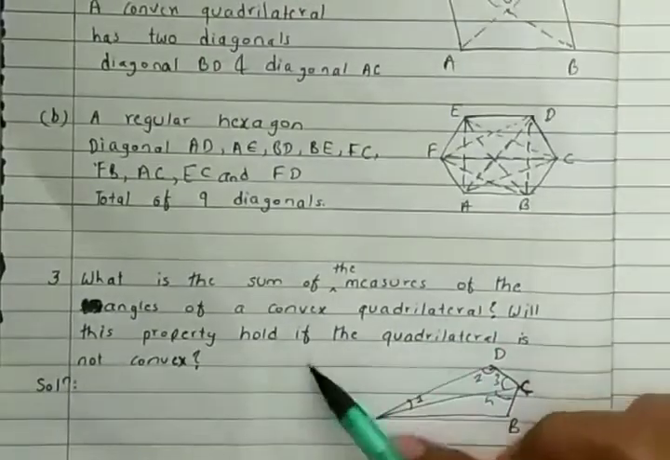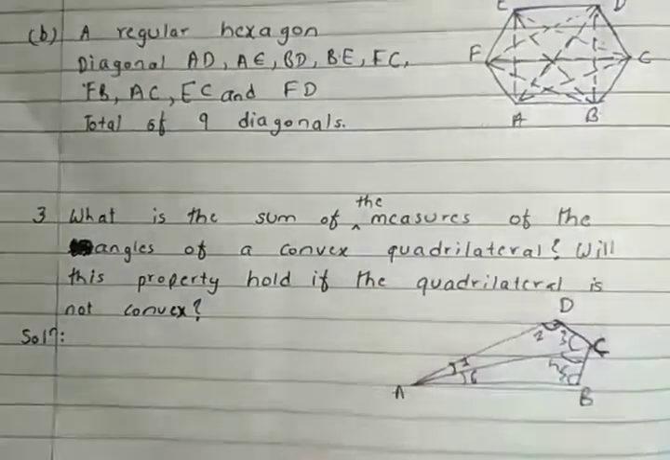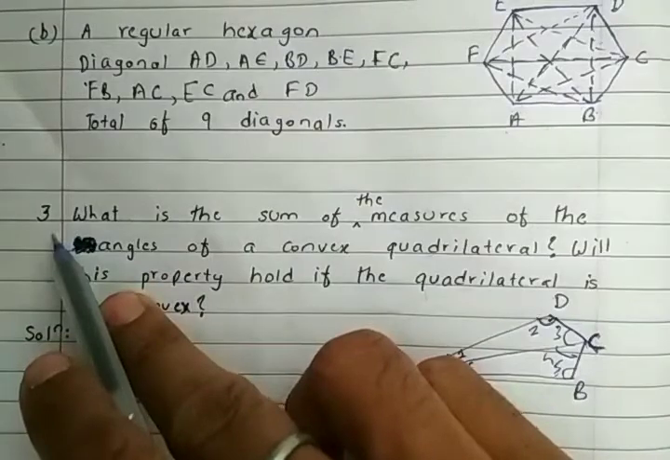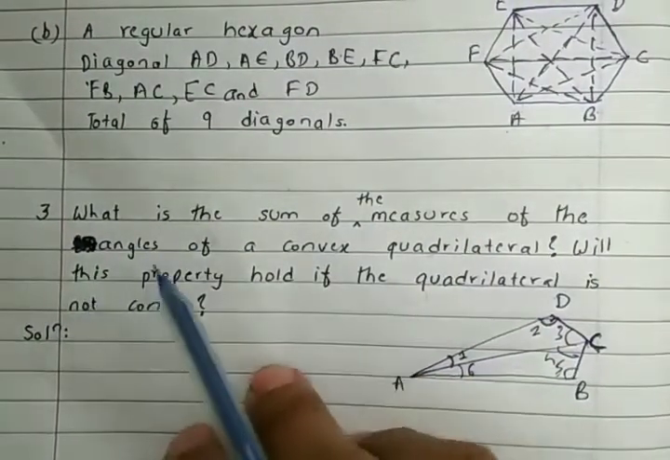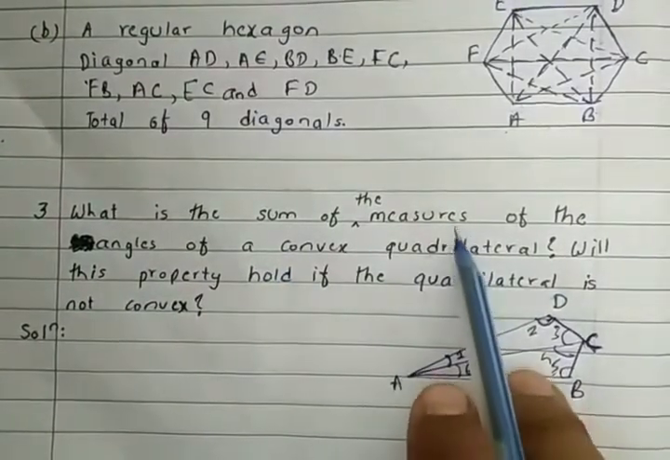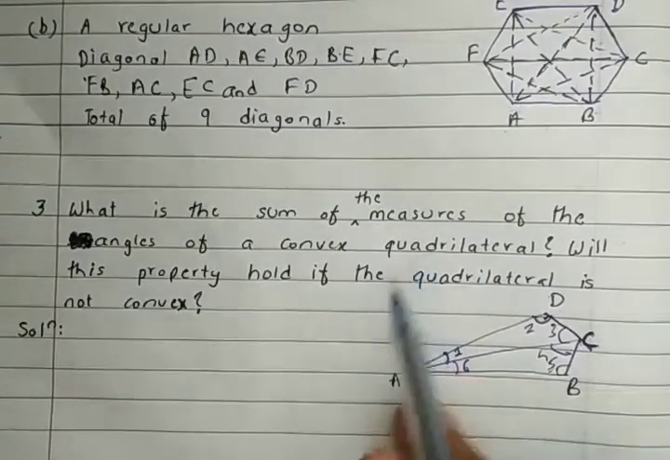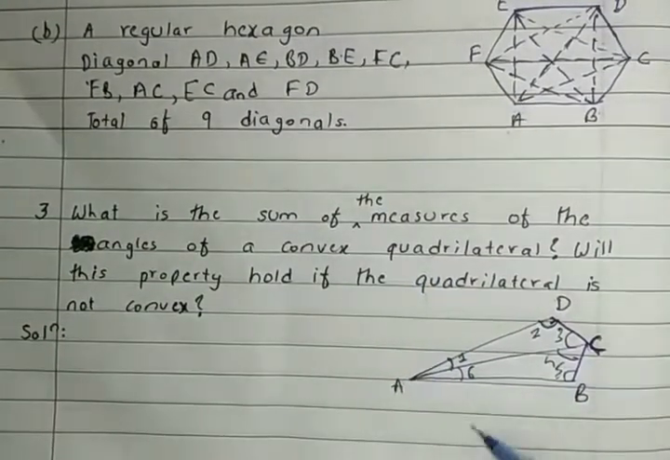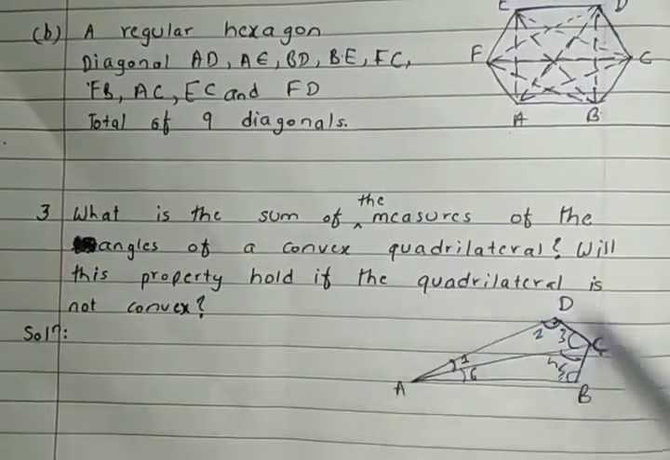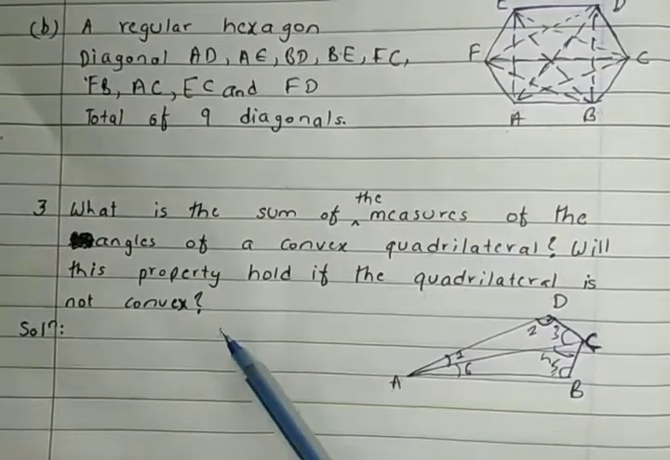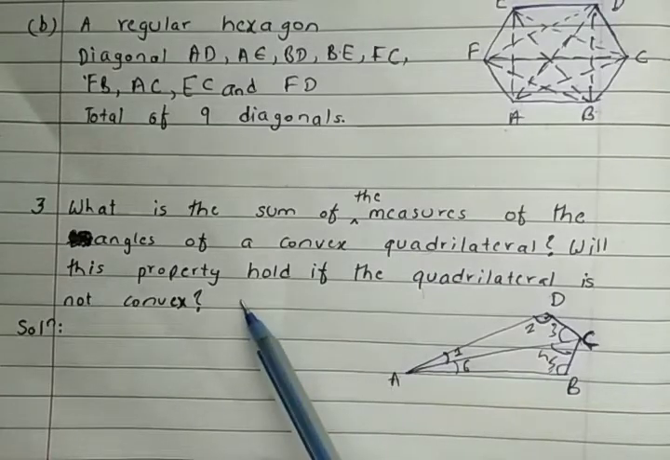Now we will try to solve the third sum. Now let us solve question number 3. What is the sum of the measures of the angles of a convex quadrilateral? There are two parts of this question. First part is asking all the sum of the measures. What is the second part? Will this property hold if the quadrilateral is not convex? That means if it is concave, will the same property hold true?